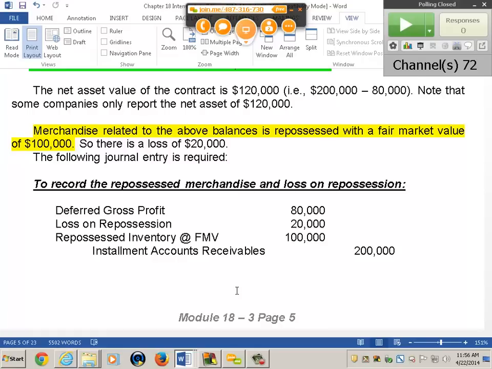So this would be the same whether this was an installment sale or a zero gross profit or a cash basis using cost recovery. Same thing. You have a net asset value and you repossess the merchandise.